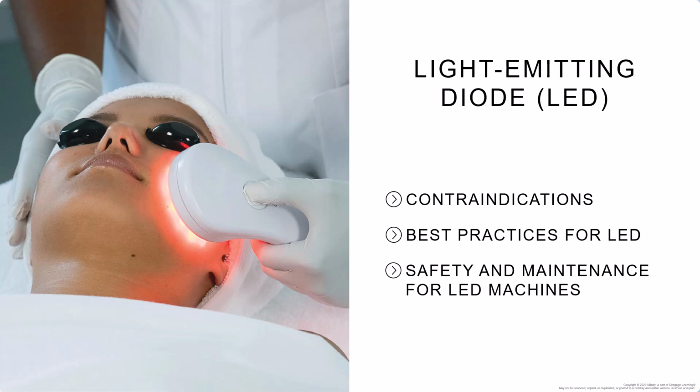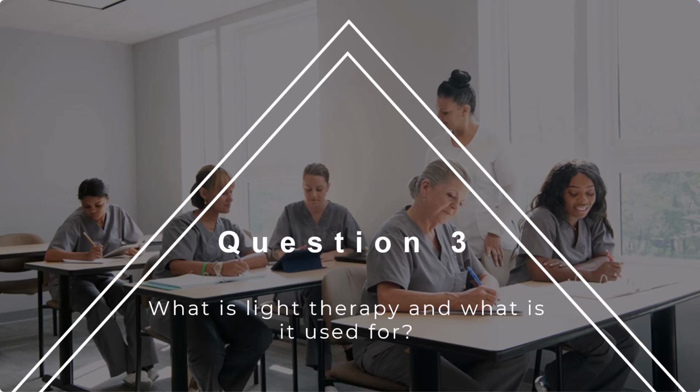Protective eyewear is used to protect both the technician and the client's eyes, and the thyroid area should also be covered since it can also be stimulated. For safety and maintenance for LED machines, machines should be maintained in accordance to manufacturer's instructions, and machines and protective eyewear should be disinfected after each use. Question number 3 is, what is light therapy and what is it used for?